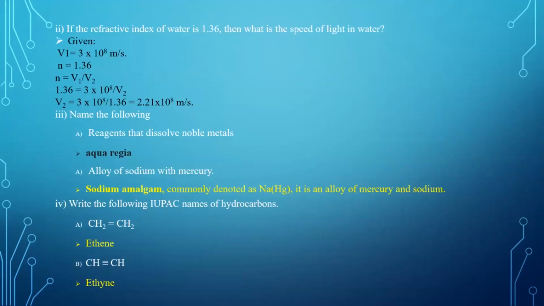If the refractive index of water is 1.36, then what is the speed of light in water? See students, if the refractive index of water is 1.36, you have to calculate the speed of light in water.